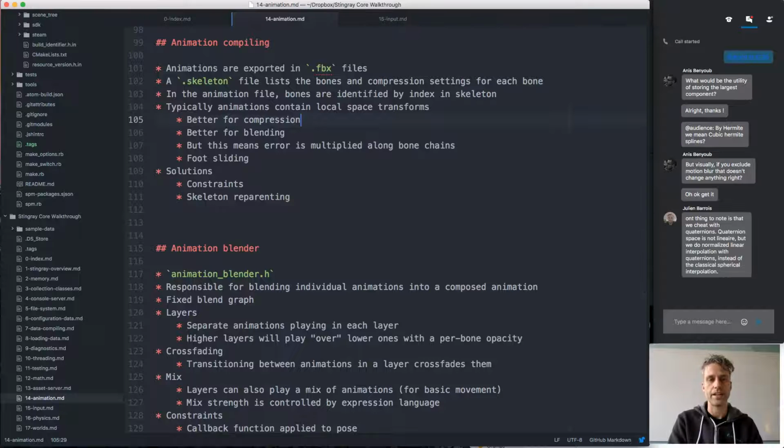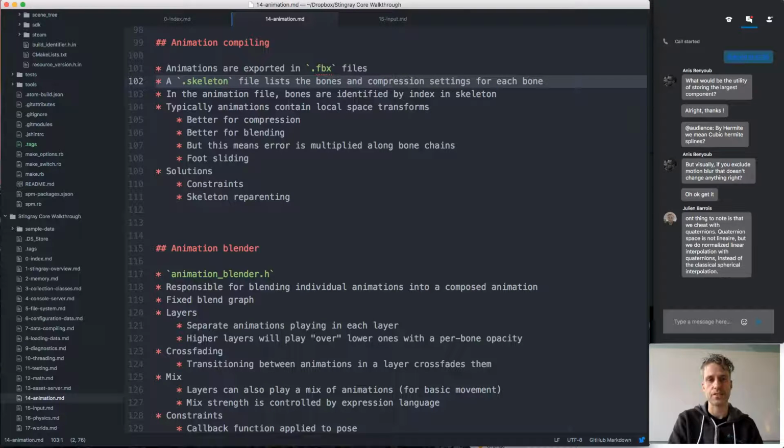When compiling the data, the source data for animations comes from FBX files. So we use the FBX DLL to load the FBX file and do the sampling, evaluating the animation at specific points.